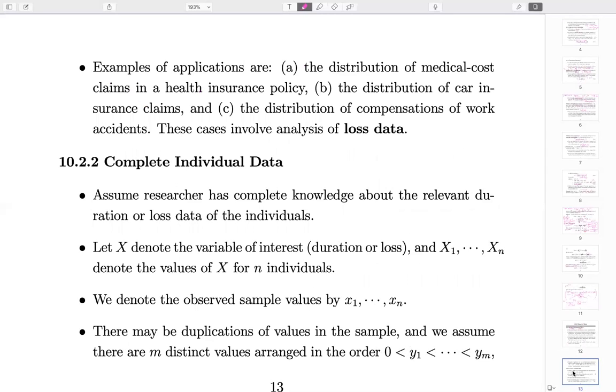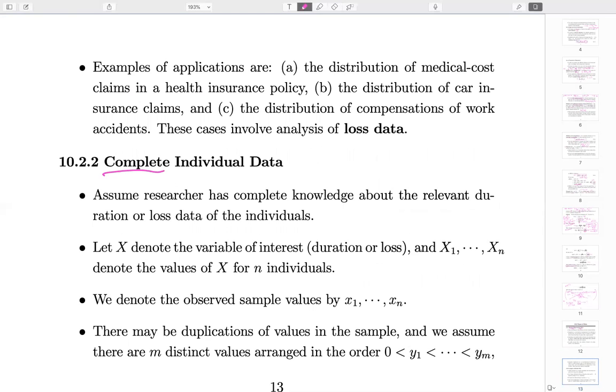Okay, we begin with an ideal case. Well, obviously, an ideal case is the complete case. You know everything, right? There's no missing data. There's no truncation, no censoring. So you have complete information about each and every individual. That is the so-called complete data.